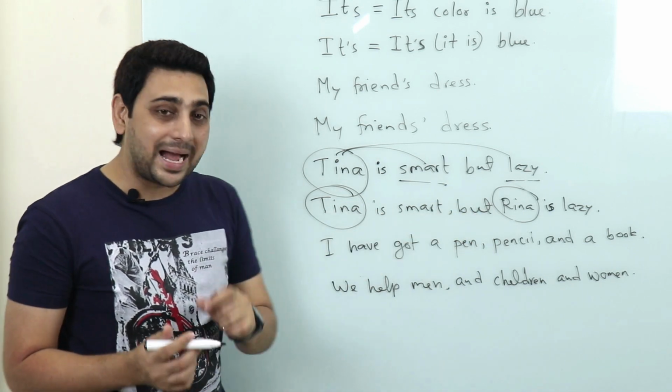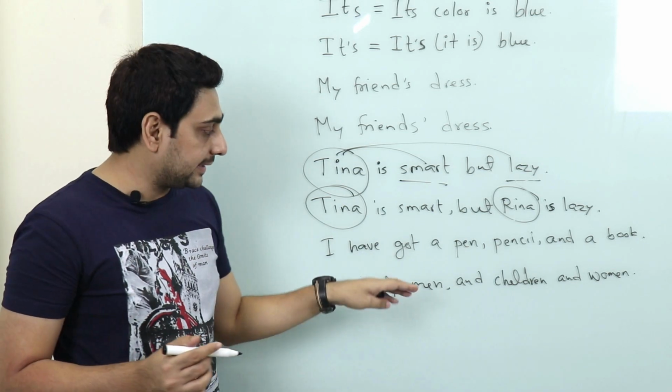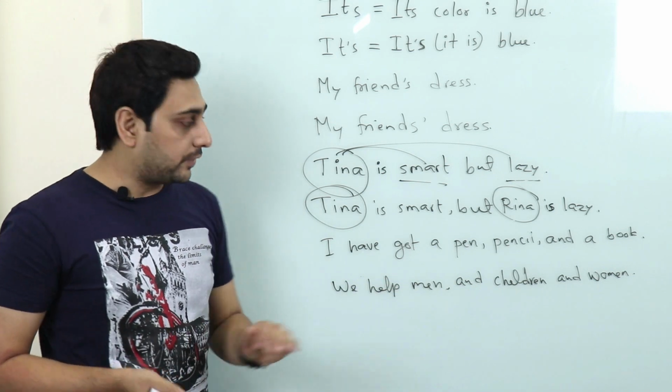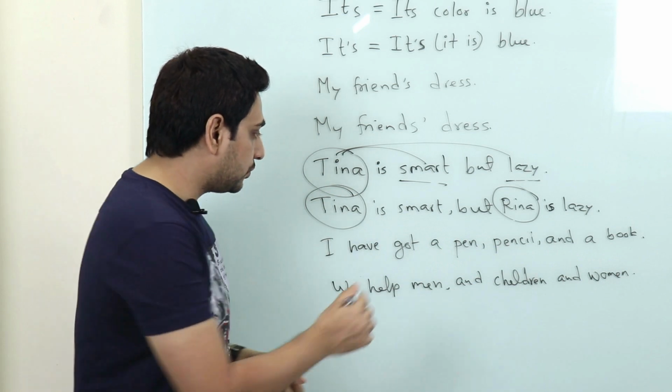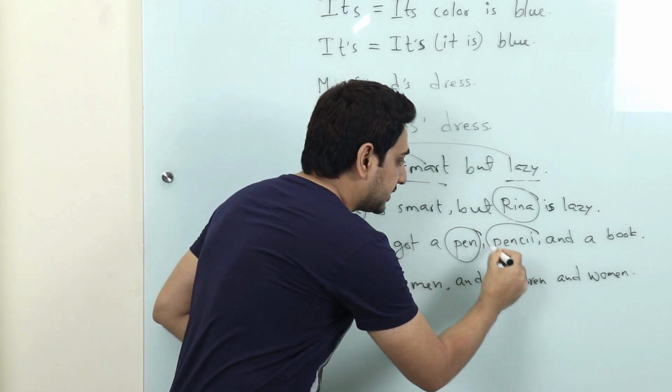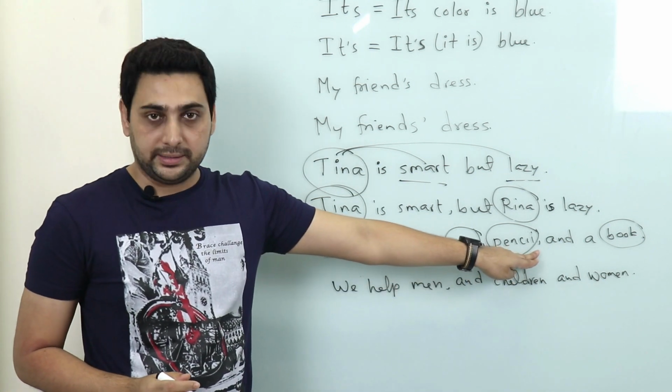Now if we talk about items in groups or items separately, then the use of comma is also different. For example, I have got a pen, pencil and a book. These three elements here are separate from each other, so there has to be a comma before and.